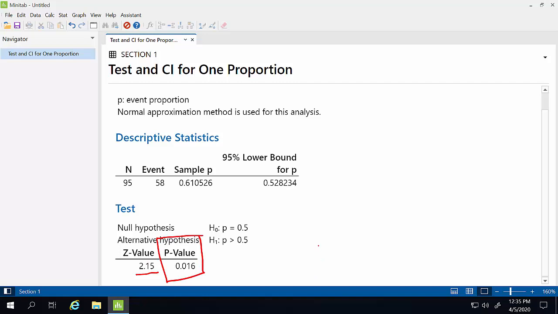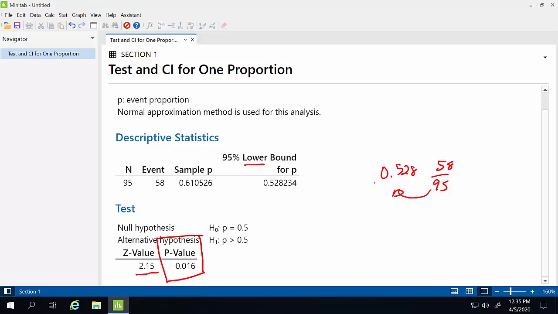Just like when we were working with means, you can also use the confidence interval for this calculation. But you'll notice in this case, it only gives you the lower bound. What you're getting there is the lower bound on the confidence interval. So this confidence interval centers at 58 over 95. We go down a bit, and we get this 0.528. We don't even need to know what the upper bound of the confidence interval is. We're looking to see, does 50% lie inside this confidence interval?